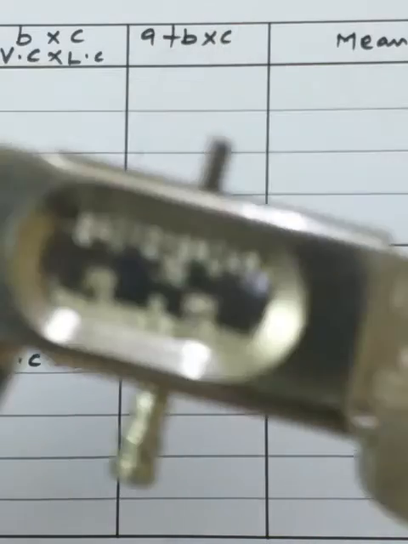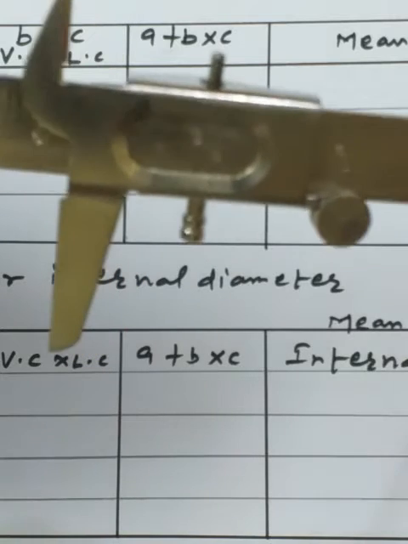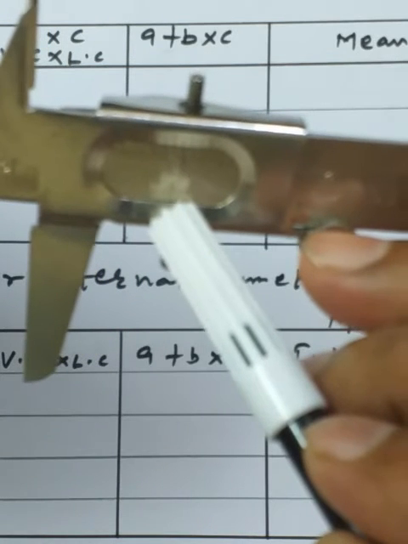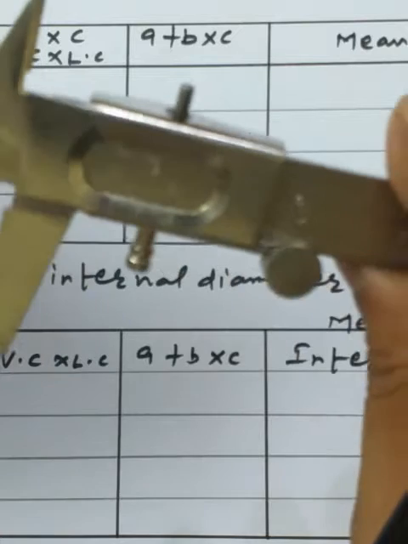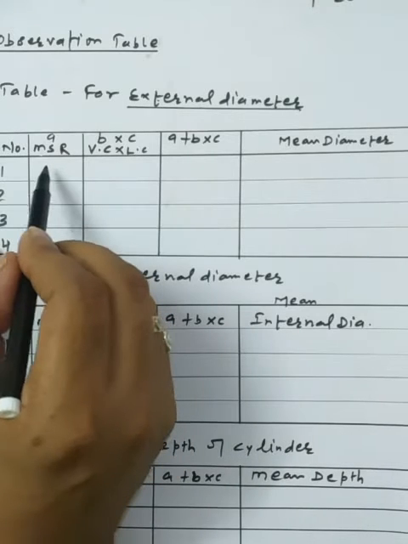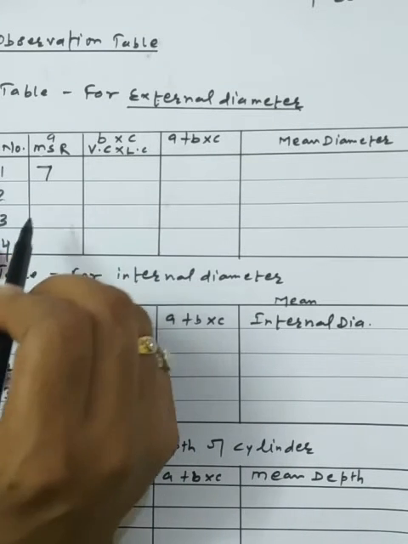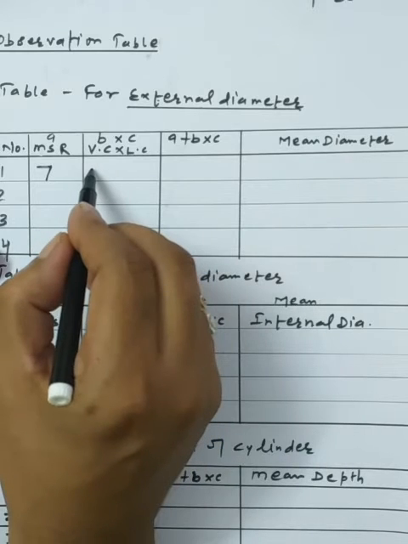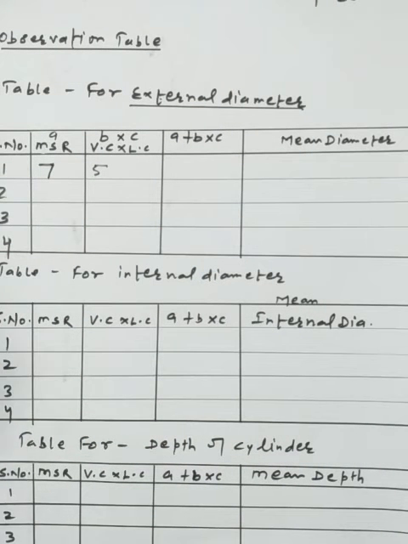Dear student, for the assumption of the vernier constant, the fifth line of the vernier scale matches with the main scale very accurately. So I am just taking the vernier constant as a five, and I am just writing here. Now the first reading which I have taken, the 7 is there, and the vernier constant having its value, that is 5. Okay, so this is the first reading we have of this section.